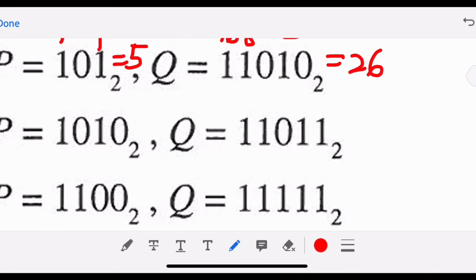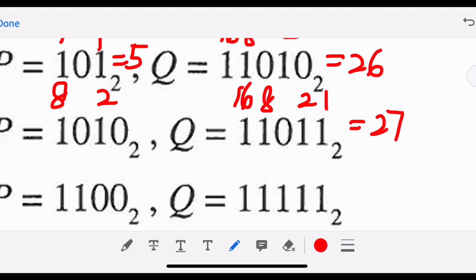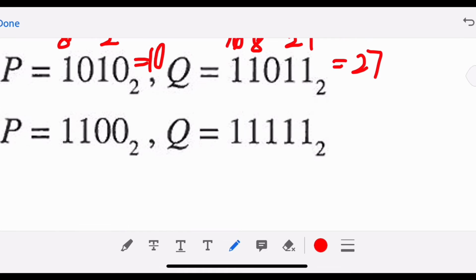How about the next one? It is 2 plus 8, which is 10, and the Q is 1, 2, 8, 16. So I get 27 and 10. So I still cannot get the answer of 19 if I find the difference. So finally, I'm sure the answer should be D.